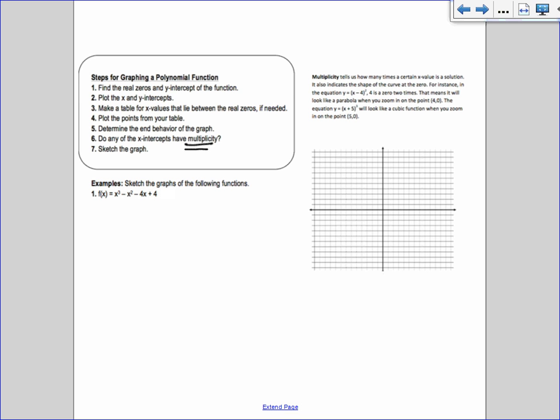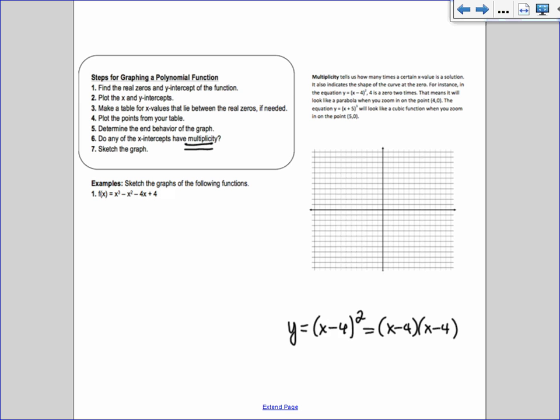Sometimes things might have what we call multiplicity. We'll talk more about this in a second. But basically, multiplicity means, if you have something that looks like, you can barely read it there, so I'll rewrite it. X minus 4 squared. What that really is, is x minus 4 times itself, x minus 4.